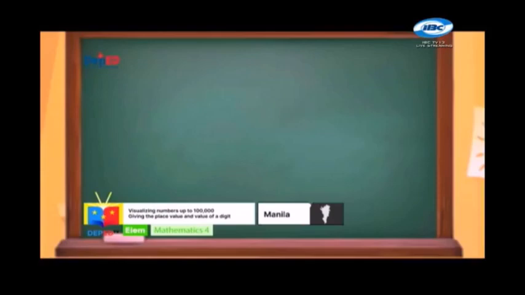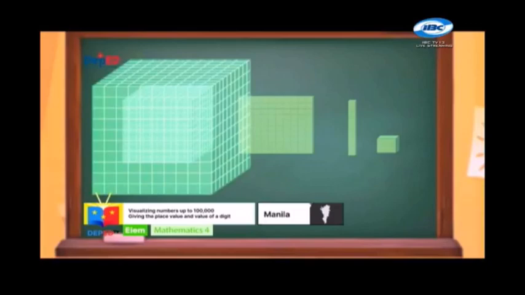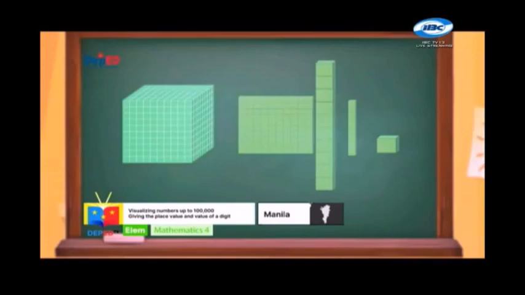Aside from using number discs, we can also use the base 10 blocks. Blocks, flats, longs, and units. One block is equal to 1,000. One flat is equal to 100. One long is equal to 10. And one unit is equal to 1.